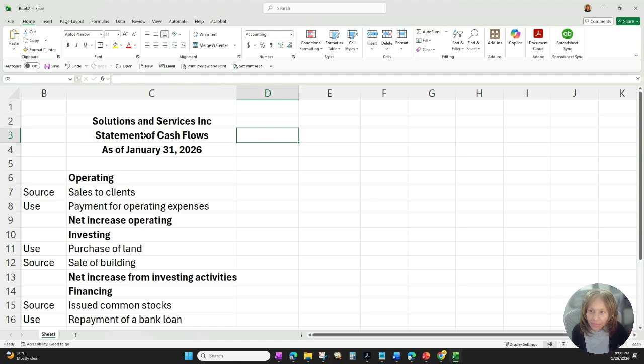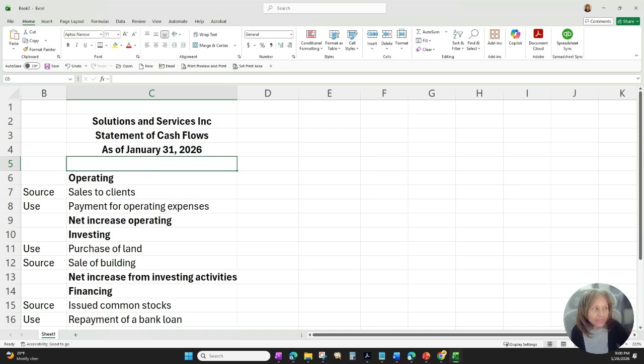However, the statement of cash flows answers a different question. It answers, did the business actually receive and use cash, and how much? A company can show a profit and still run out of cash. So this statement helps us see clearly where the cash really went.